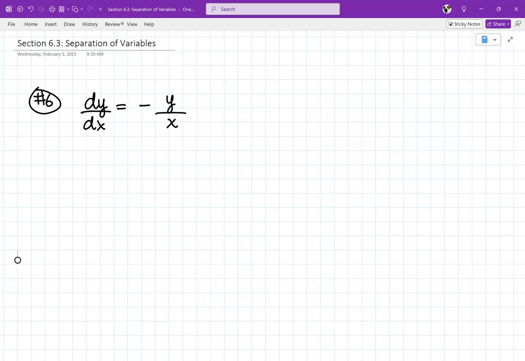So what I'm going to do is multiply the dx over to the right side. So I'm going to write dy is equal to negative y over x dx. Ta-da, section 6.2 right there, right? Differential functions. So there's a differential function. Now, I'm going to divide both sides by y. So I get 1 over y dy is equal to negative 1 over x dx. Now, this is called separation of variables right here.